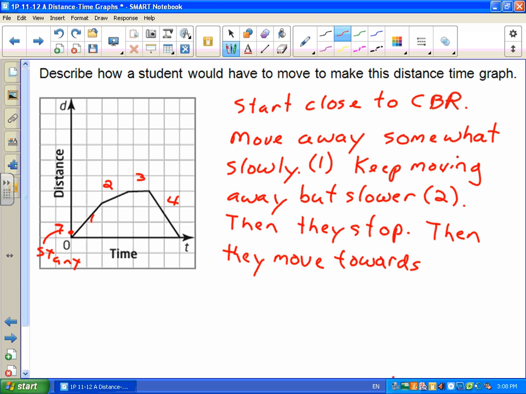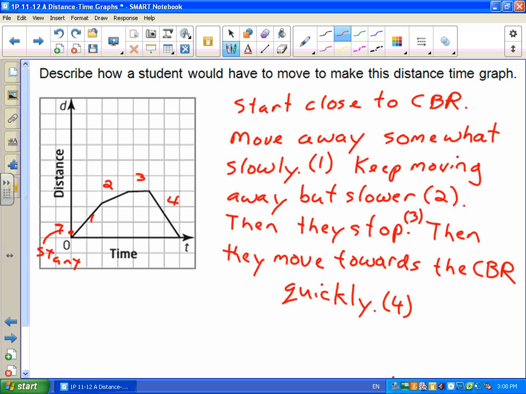Now, do you think they're going towards it quickly or slowly? What do we think? Is this line steep or not very steep compared to the lines that we have in 1 or 2? Kurt? Yeah. I'll say they move towards the CBR quickly, because it's a fairly steep line. Okay? And we're done. So you want to divide this thing into little sections and then talk about what's going on in each one of these sections.